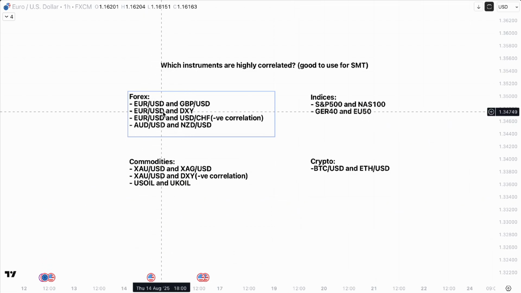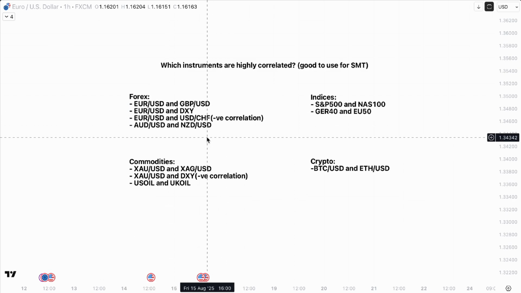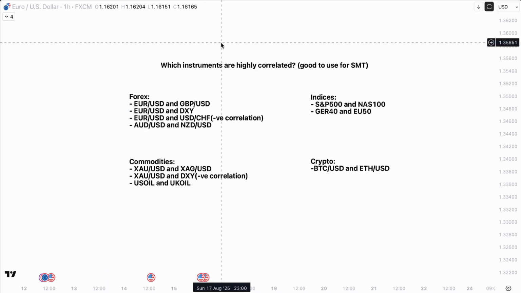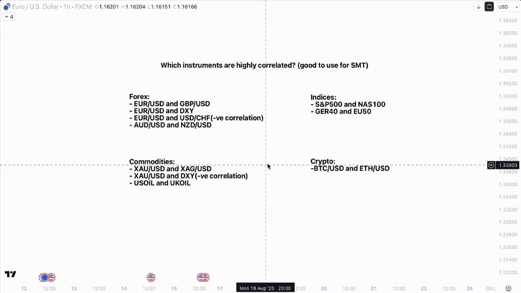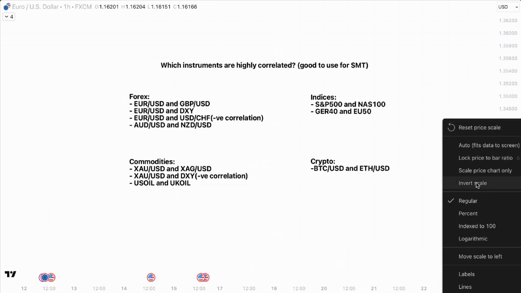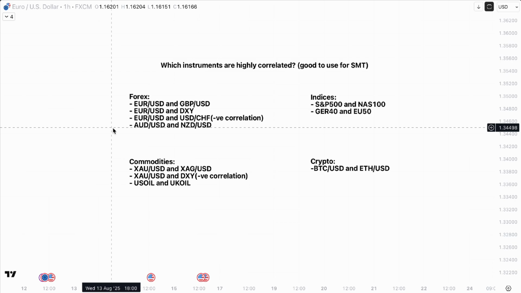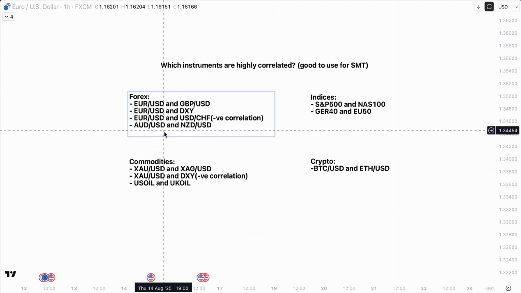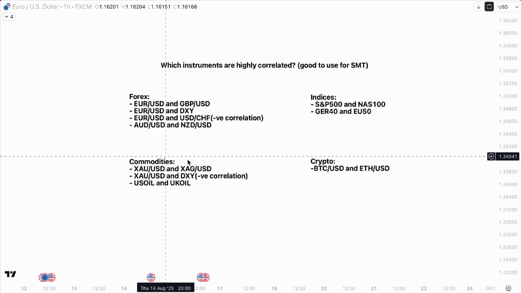Then you could also trade EUR/USD and USD Swiss franc, but they have negative correlation. So if EUR/USD goes up, then Swiss franc will go down. You just have to inverse the chart on the right hand side here and invert the scale, press that. Then we have a positive correlation of AUD/USD and NZD/USD. However, I don't personally trade them.